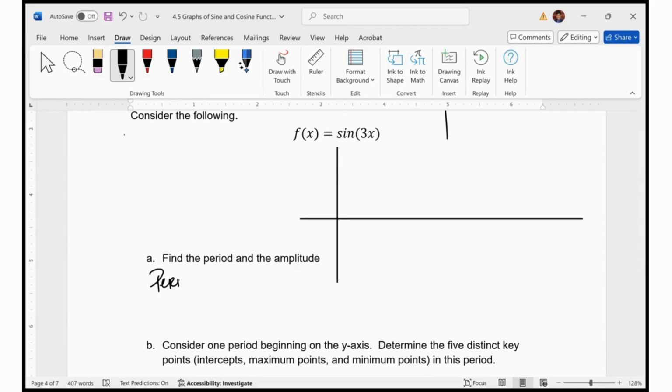Say it again. 2 pi over 3. All right, so let's put 2 pi over 3 down here. Now this one is different. What would be half of that? How would you find half of 2 pi over 3?